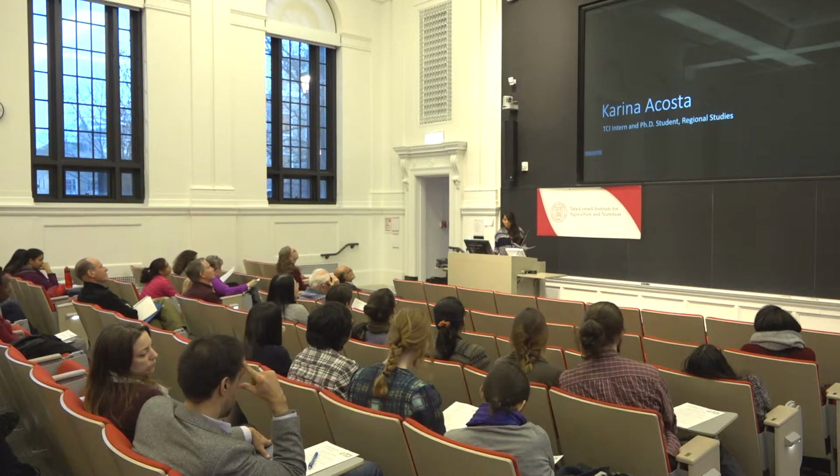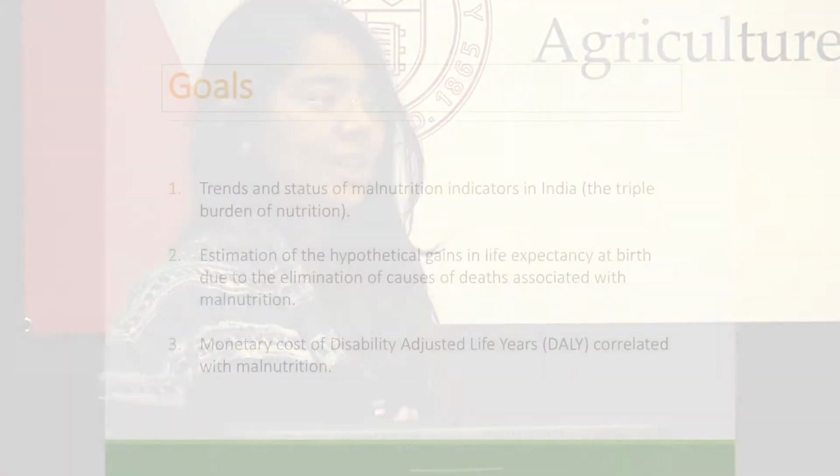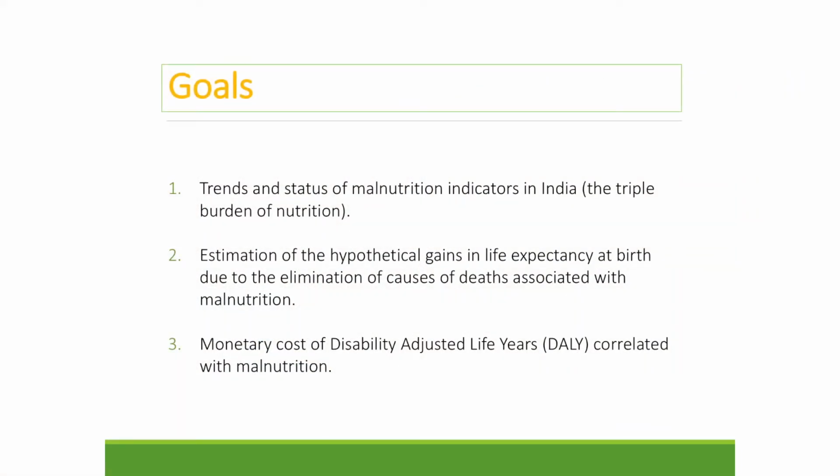What I'm going to present here are the results of the research I was conducting between the summer and this semester. Basically, my main goal was to cover the trends in nutrition, the triple burden of nutrition: not only understanding nutrition as underweight or stunting, but also malnutrition as micronutrient deficiencies, and as overweight and obesity, which is less popular in the case of India.